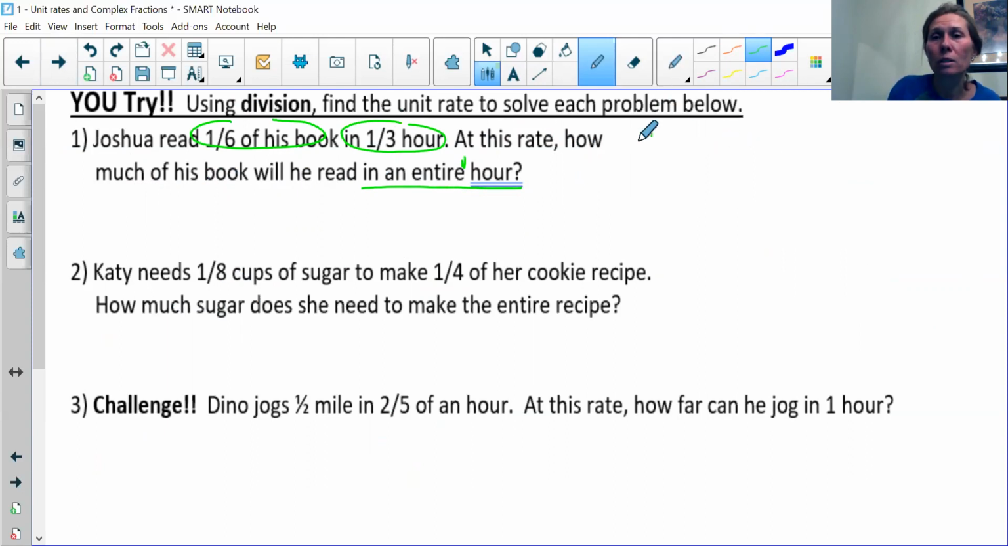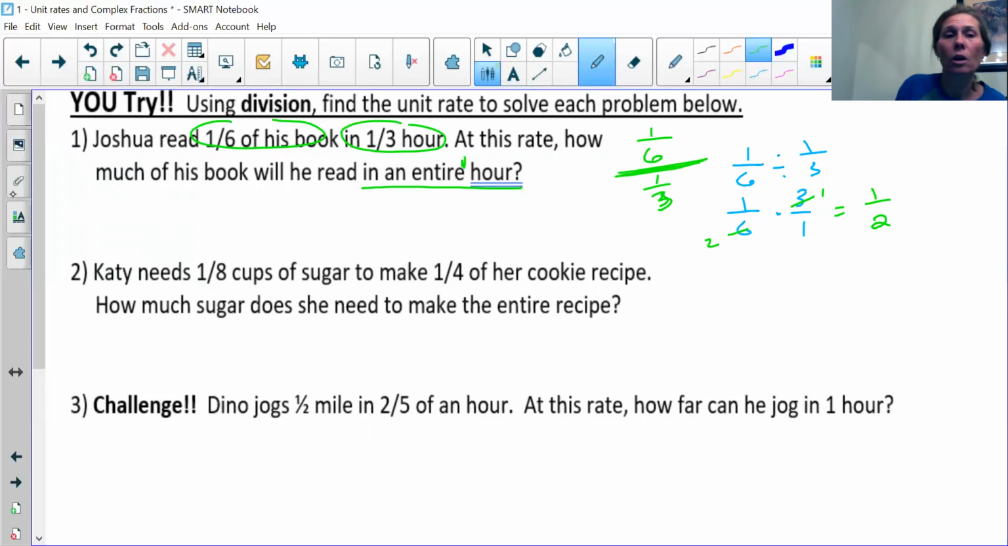So I'm going to do 1/6 divided by 1/3. Notice I like my fraction bar longer. I can tell the difference. That's why you're not going to do a couple of the problems on the homework, on the practice sheet. So 1/6 divided by 1/3, right? 1/6 times 3/1, cross simplify, gives me 1/2. So what is your question? How much of his book will he read in an entire hour?